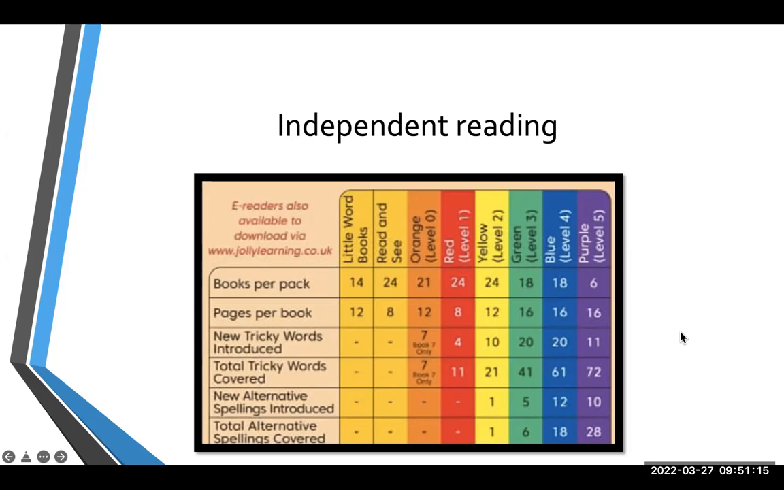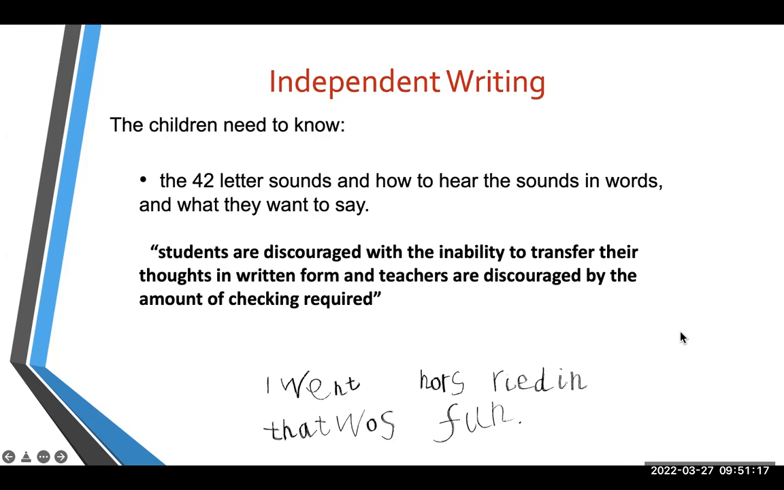descriptions and reading comprehensions. If we look into the independent writing scheme, we can see that after the introduction of 42 letter sounds, the child is able to make sentences with the help of the tricky words. So you can teach them how to write the word through dictation. You can teach them how to make words. Lesson plans are there in the Pupil Book 2.